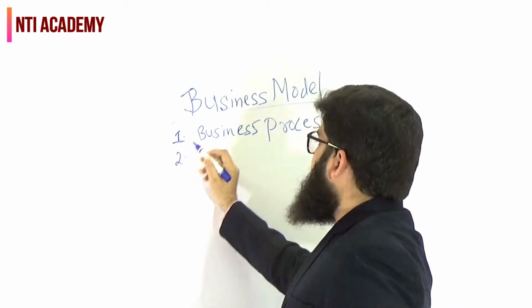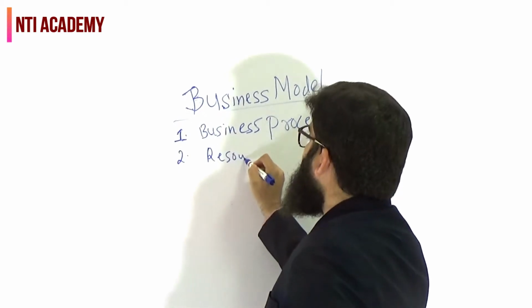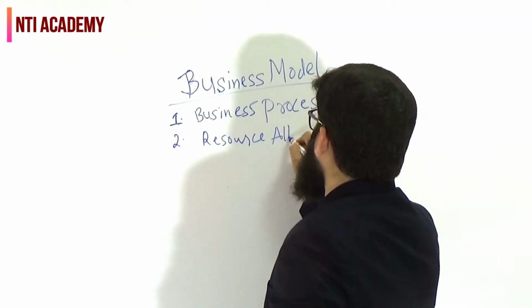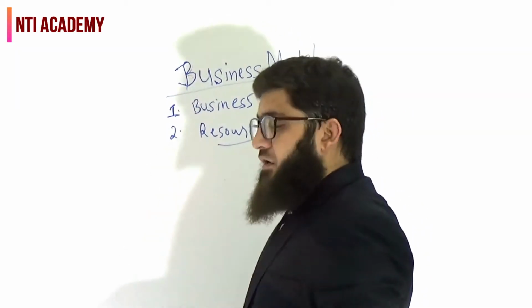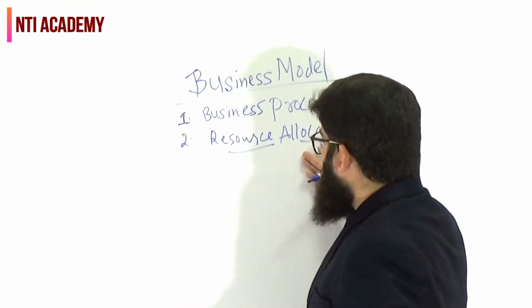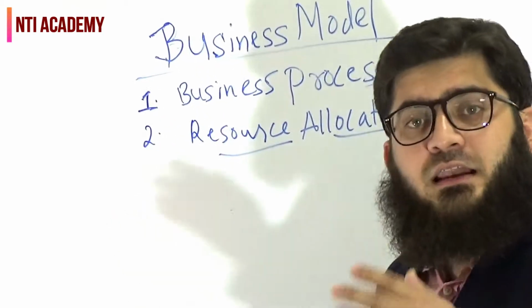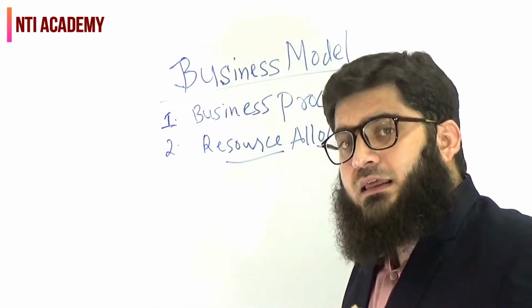We know that a strong business model has quite good resource allocation. The resource allocation in large cap companies is very, very efficient, as compared to small cap and mid cap companies.